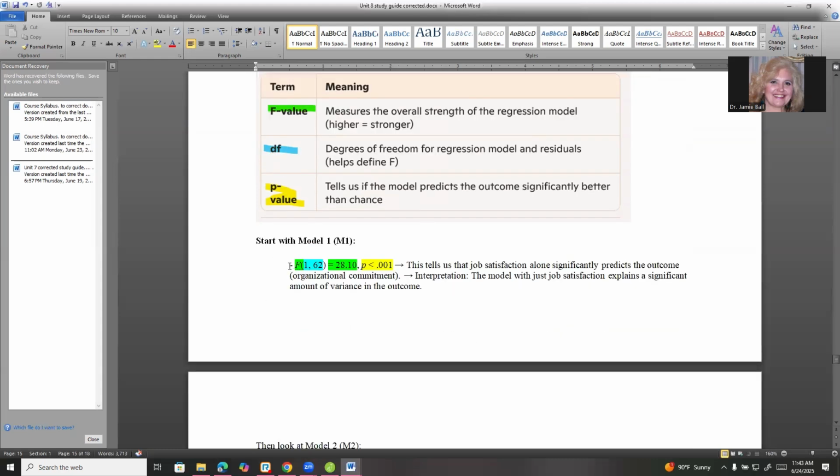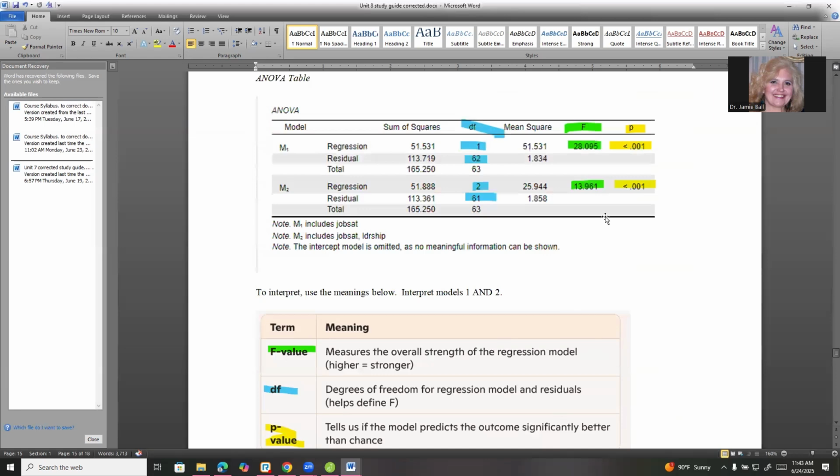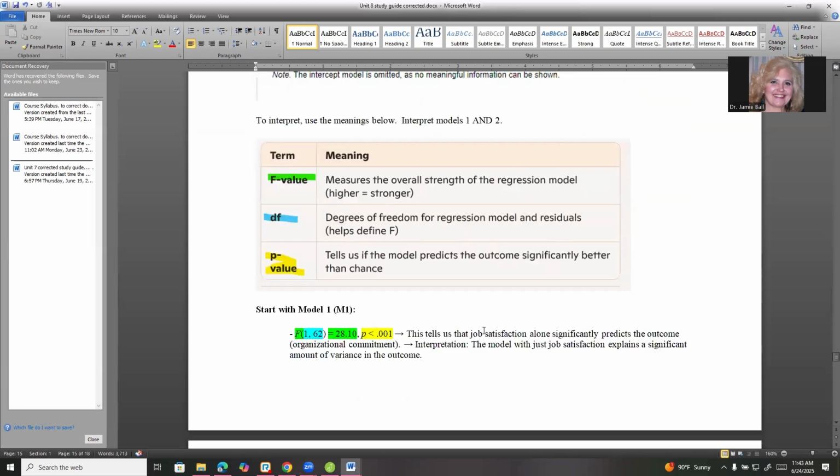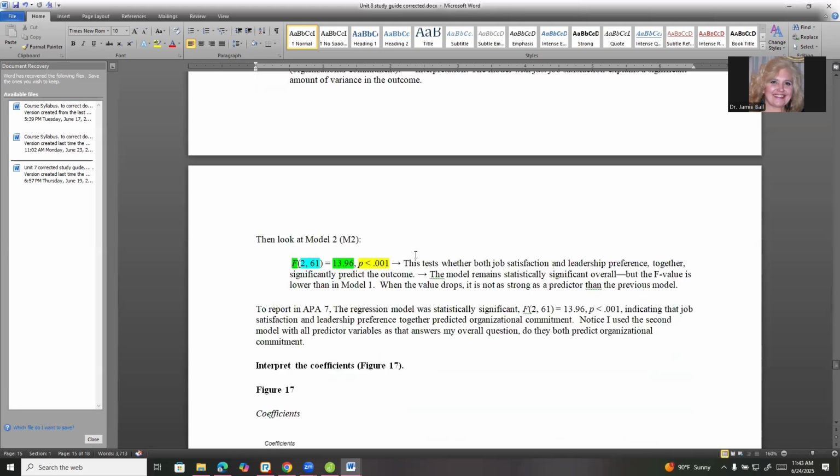We write it out the same way I showed you how to write an ANOVA. F with the degrees of freedom, remember that's a fraction, equals 21.095. I rounded up to 10, comma, P equals 0.001 for model 1. Job satisfaction alone significantly predicted the outcome. Model 2, just to see if it was a good fit for the data. The model is a good fit overall, okay?